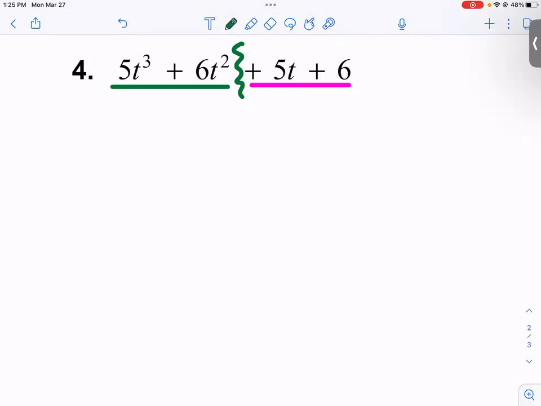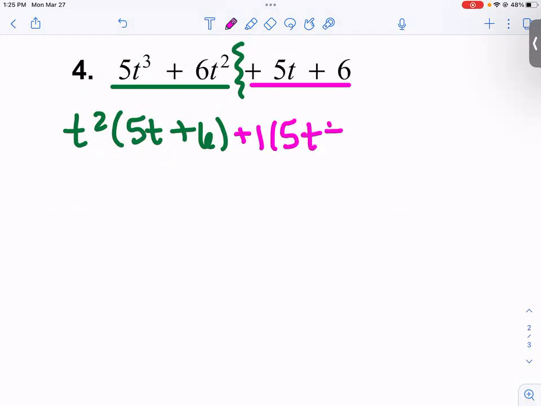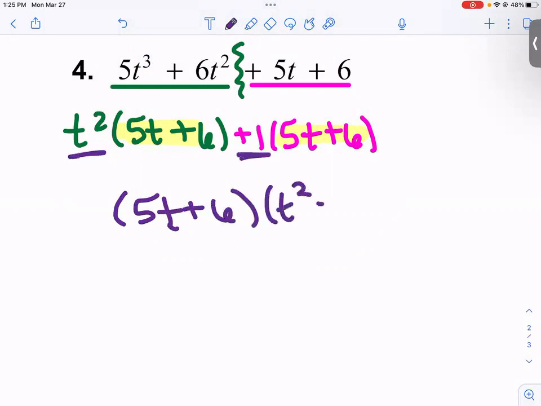All right, what's our GCF of what I highlighted in green? What is it, Abby? So what's the GCF to factor out here to get 5t? So t squared and left is 5t plus 6. What are we going to factor out of the second chunk? Just a 1. Left over is 5t plus 6. So since now we have this in common, we can factor out the GCF of 5t plus 6, and left over is t squared plus 1. Wow. I love it. Good deal.